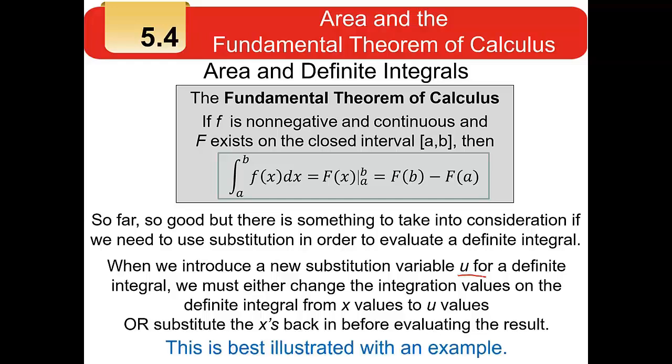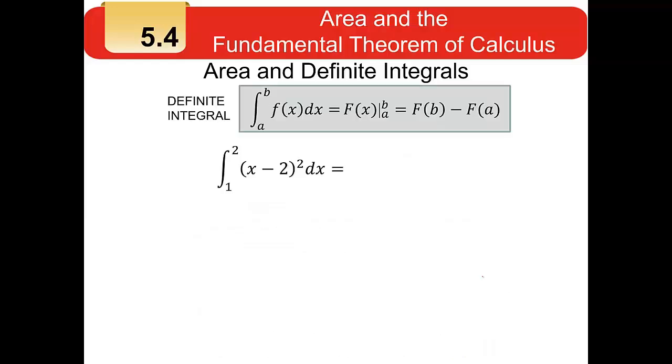And it's probably better just to go through an example to show you what I mean. You have a little extra thing to worry about when you're doing a substitution with a definite integral because you have those limits of integration to worry about. And it's best to illustrate through a simple example. Suppose I ask you to compute this definite integral. It's the quantity x minus 2 squared.